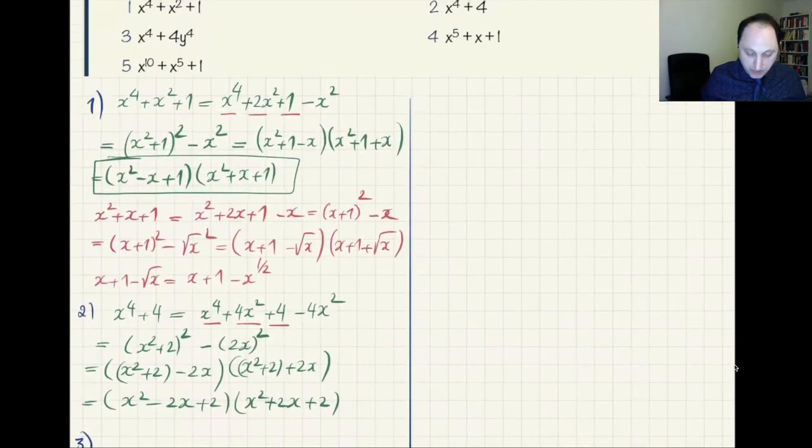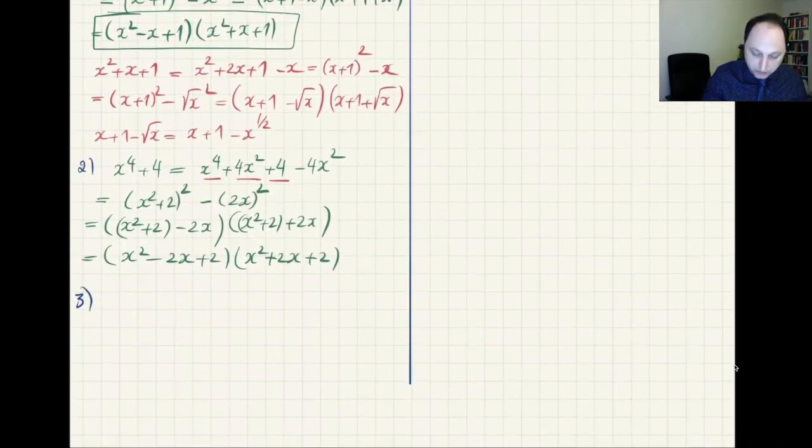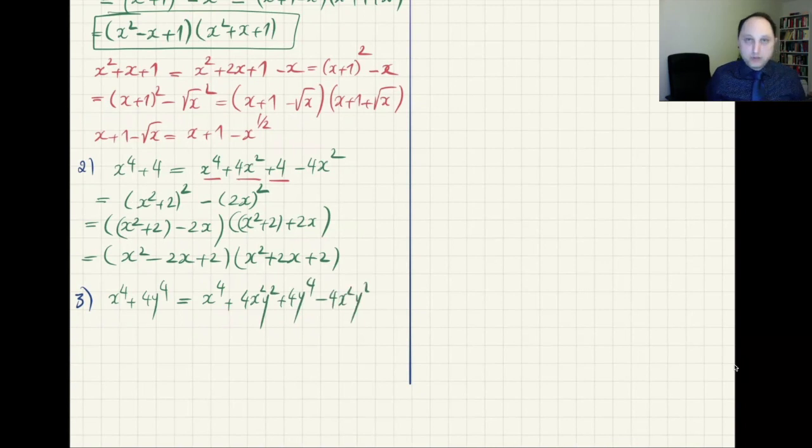So number 3 is x to the 4 plus 4y to the 4. So x to the 4 plus 4y to the 4. Yes. I hope that you could guess what is the term that I have to add and subtract. That term is 4x squared y squared. Yes. I can write it as x to the 4 plus 4x squared y squared plus 4y to the 4, and then I will have minus 4x squared y squared. Yes, so I decided to add this term and subtract the same term, but then these three will form a quadratic rule. So this becomes x to the 2 plus 2y to the 2.